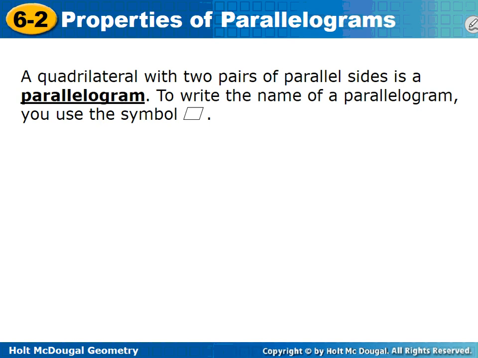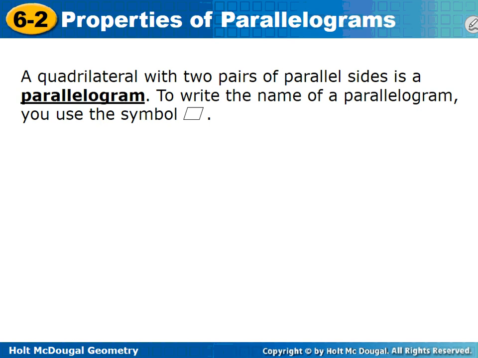The opposite sides are going to be parallel. And remember, we use little arrows to show they're parallel. So those sides are parallel, and then I'll use 2 arrows to show the other pair of sides are parallel. So 2 pairs of opposite sides are parallel.